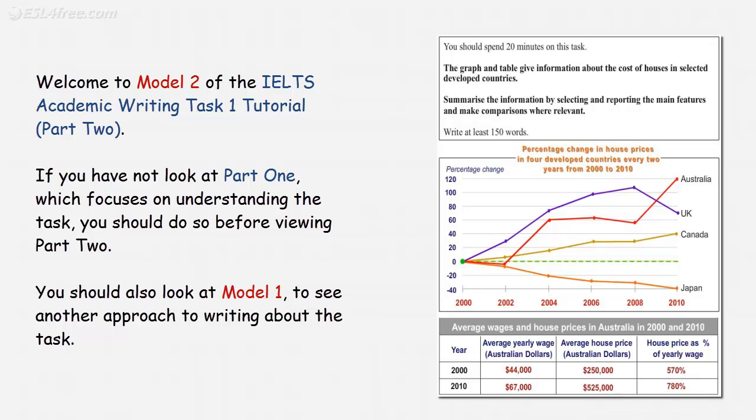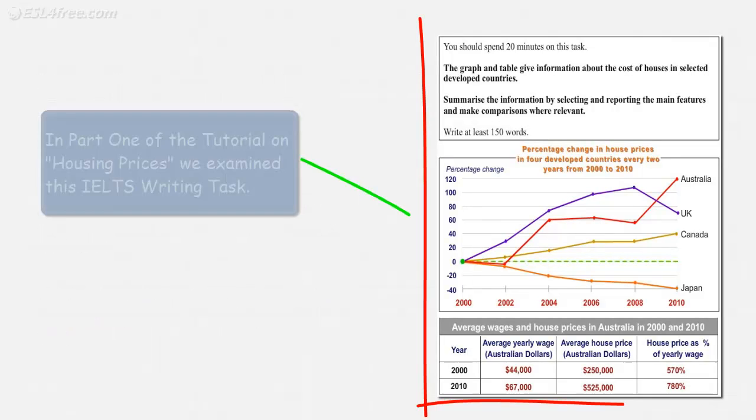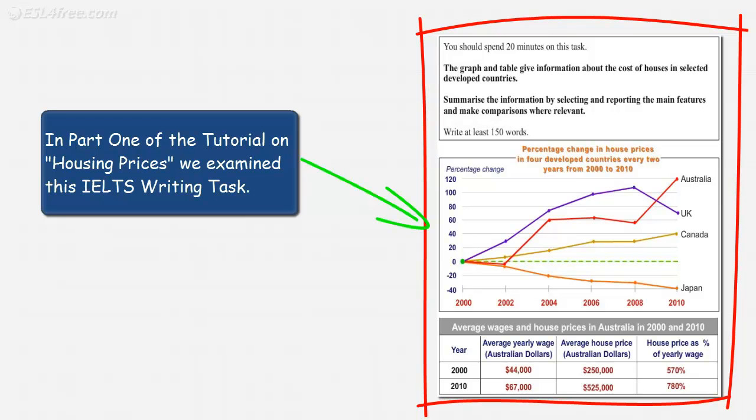Welcome to Model 2 of the IELTS Academic Writing Task 1 tutorial, Part 2. If you have not looked at Part 1, which focuses on understanding the task, you should do so before viewing Part 2. You should also look at Model 1 to see another approach to writing about the task. In Part 1 of the tutorial on housing prices, we examined this IELTS writing task.